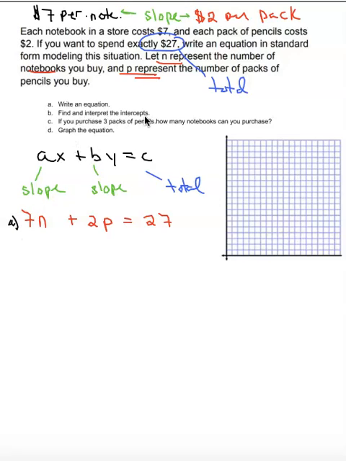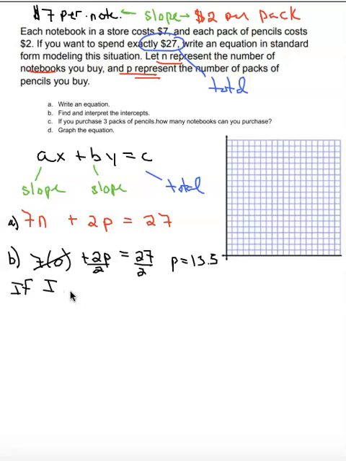Part B, find and interpret the intercepts. All right, so part B. You have $27 to spend. Well, guess what? I'm going to buy 0 notebooks. 7 times 0. And if I do that, then I get to write 2 times p equals 27. Well, if I buy 0 notebooks, then how many packs of pencils can I buy? Divide by 2, divide by 2. P is equal to 13.5.